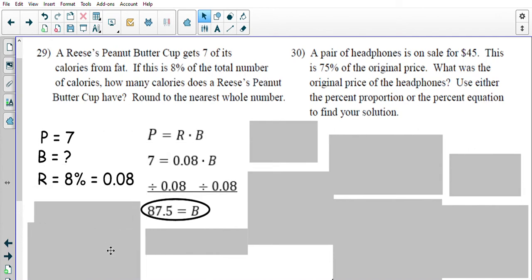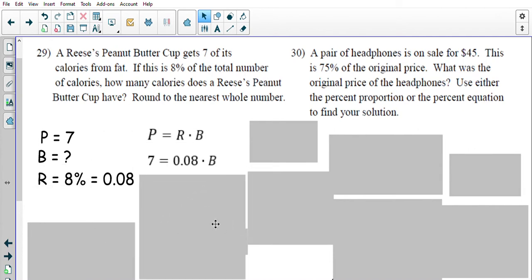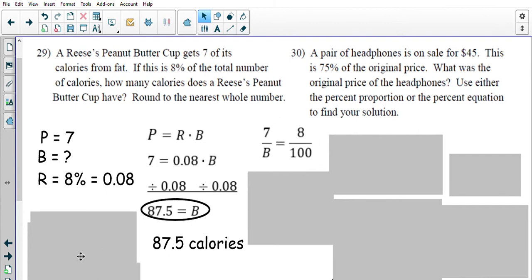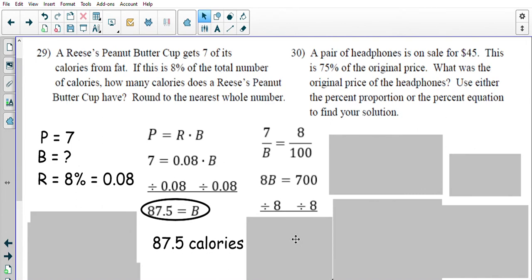So for percent equation, oops, sorry, I didn't mean to reveal it all. We have P equals R times B is 7 equals 0.08 times B. Divide both sides by 0.08, and we get B is 87.5. That means that there are, this has to be the mini ones, right? 87.5 calories in the Reese's Peanut Butter Cup. Percent proportion, P over B is 7 over B equals 8 out of 100. Cross multiply, 8 times B is 8B, 7 times 100 is 700. Divide both sides by 8, and we get 87.5.